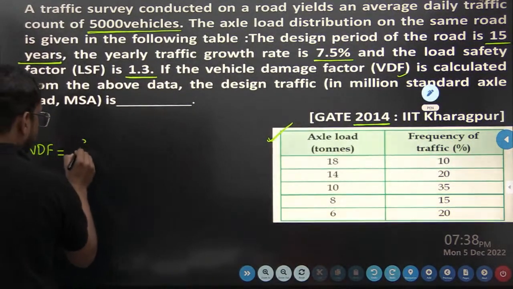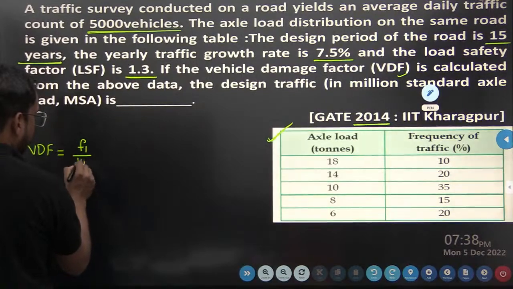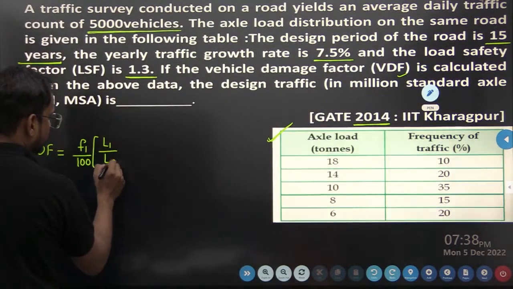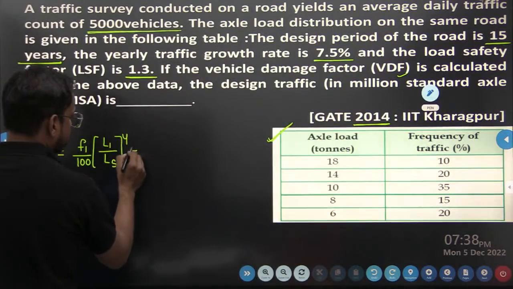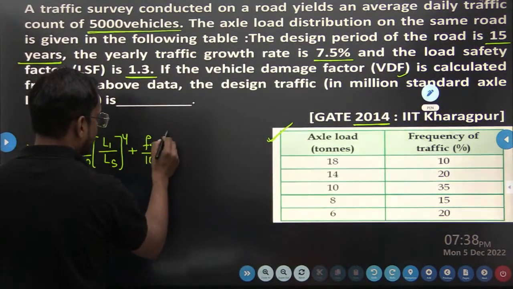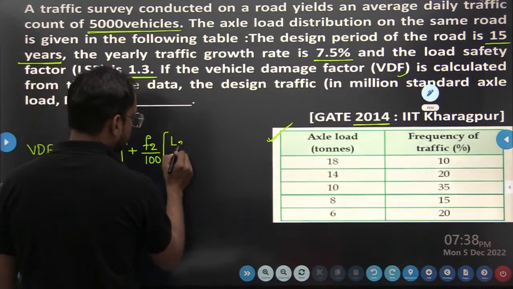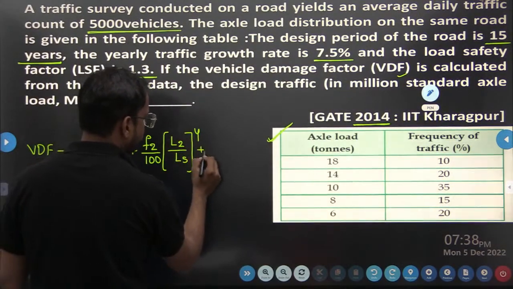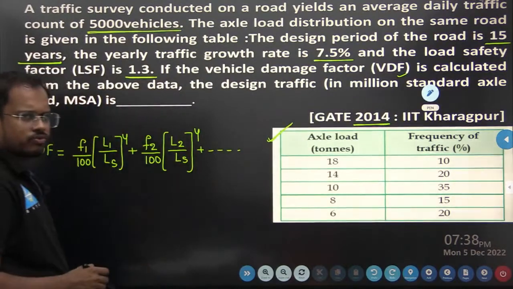We already know that the value is F1 upon 100 under bracket L1 upon LS whole raised to power 4, plus F2 upon 100 under bracket L2 upon LS whole raised to power 4, and so on. This is the fourth power law.